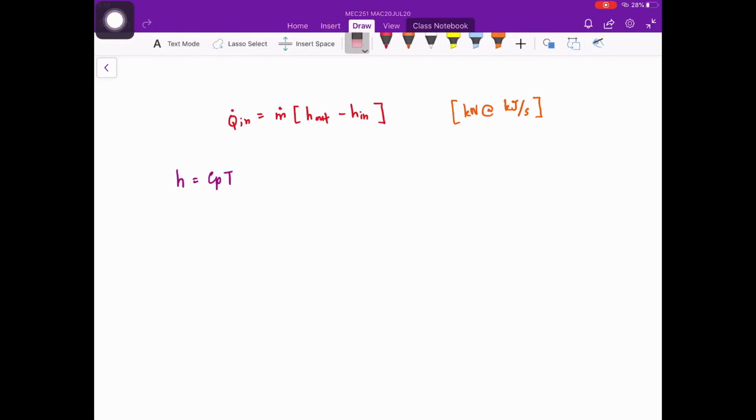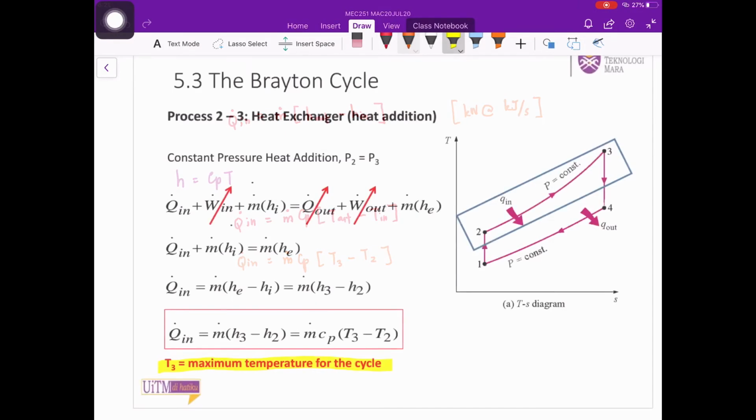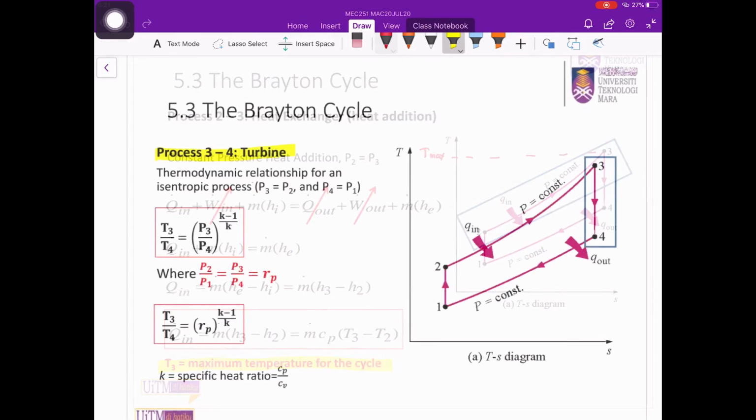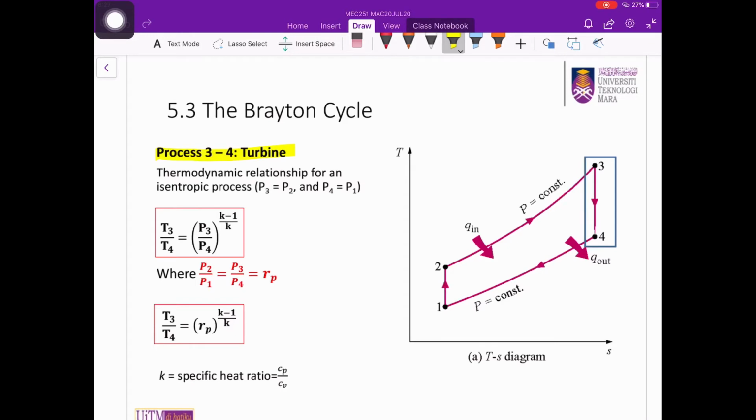And the enthalpy for ideal gas is equal to Cp times T. Thus, we have this equation. With respect to our example, the equation will be this expression. Note that the temperature at state 3 is the maximum temperature for this cycle. For process 3-4, the turbine, similar to the compressor, the turbine also works isentropically.